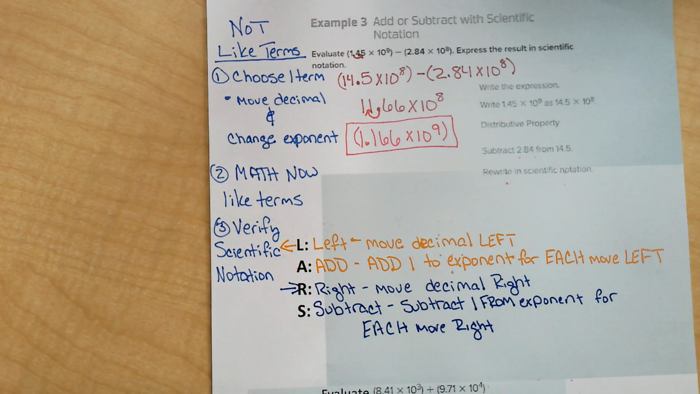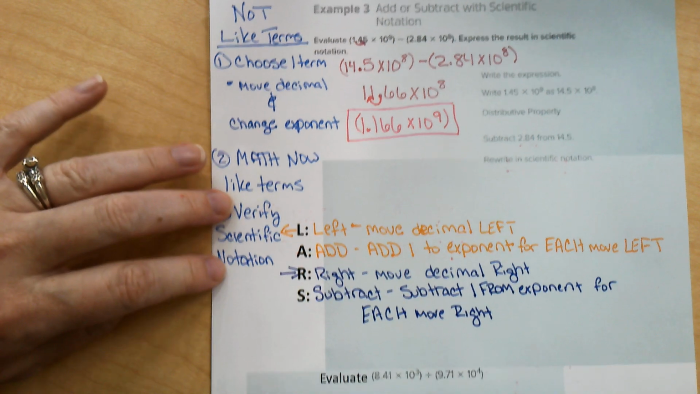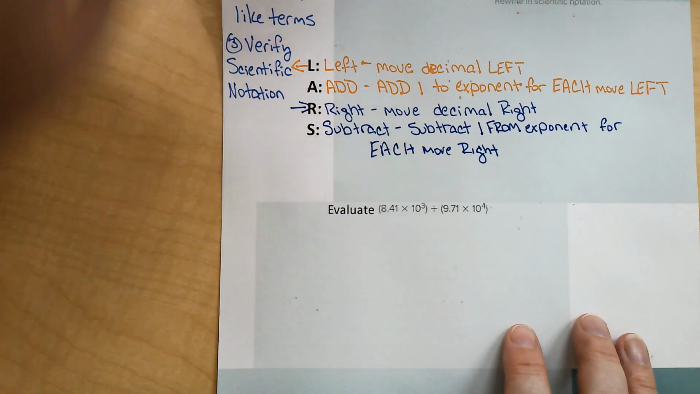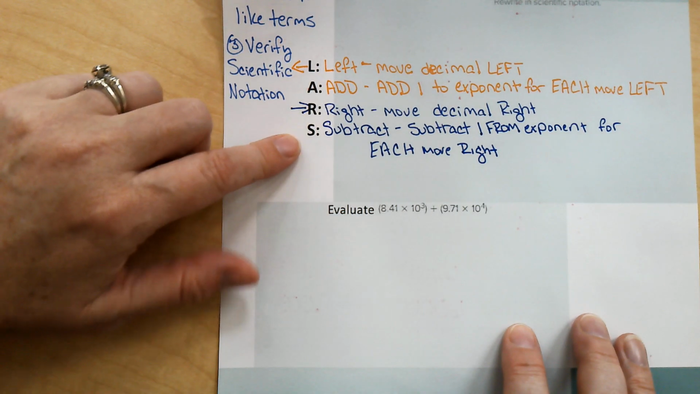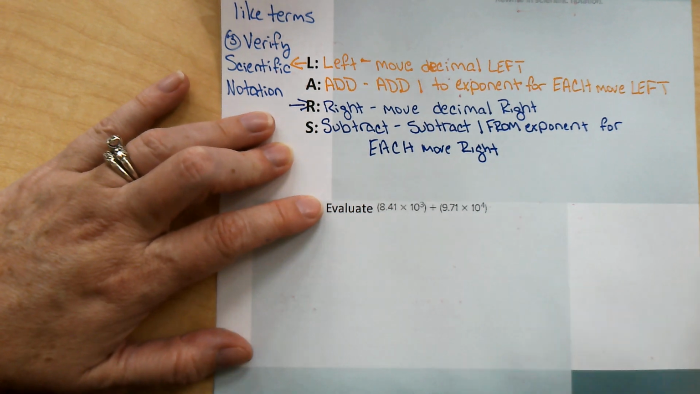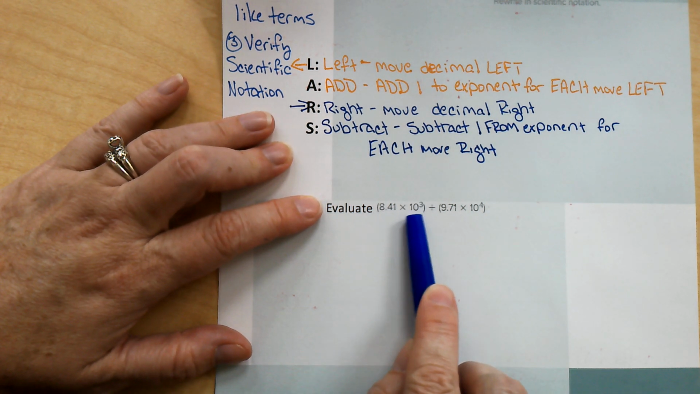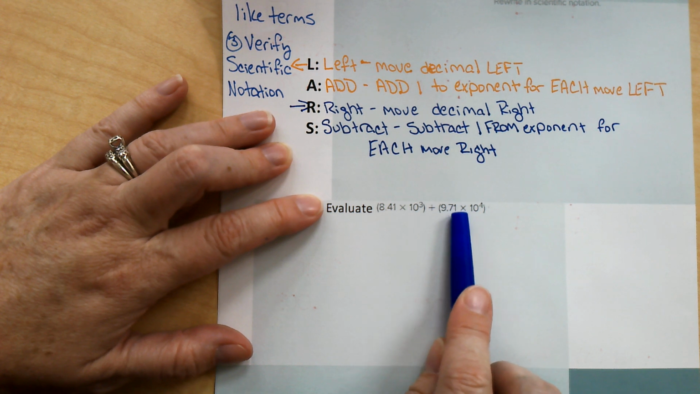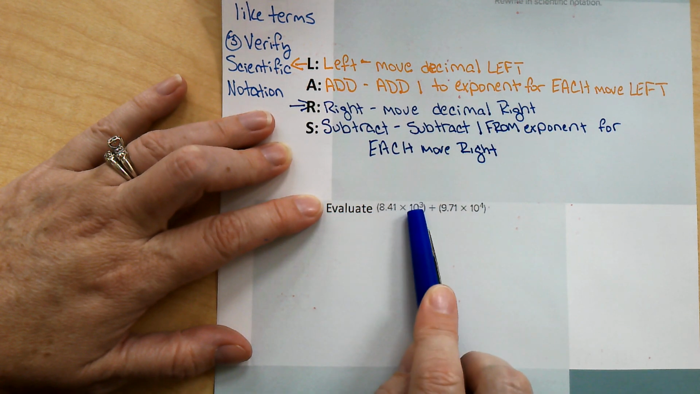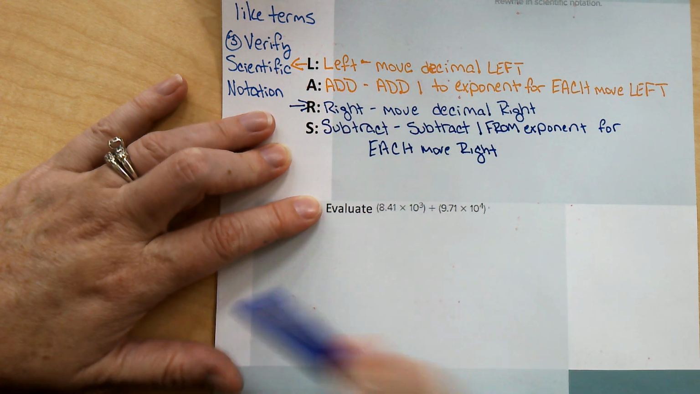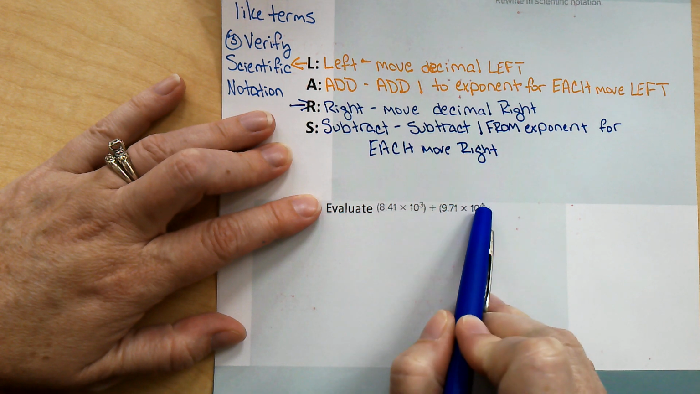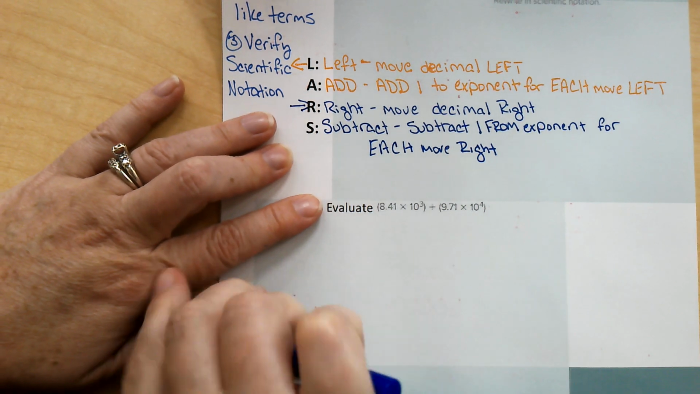Let's try that one more time with our bottom problem, all right? We're going to keep our notes in sight so we can follow along as we see how we have to move our decimal, okay? So 8.41 times 10 to the 3rd plus 9.71 times 10 to the 4th. Exponents do not match, okay? I always happen to just change the first one. Okay, so I have a 3. I want to make it a 4. Well, if I have a 3 and I want to make it a 4, I need to add 1.